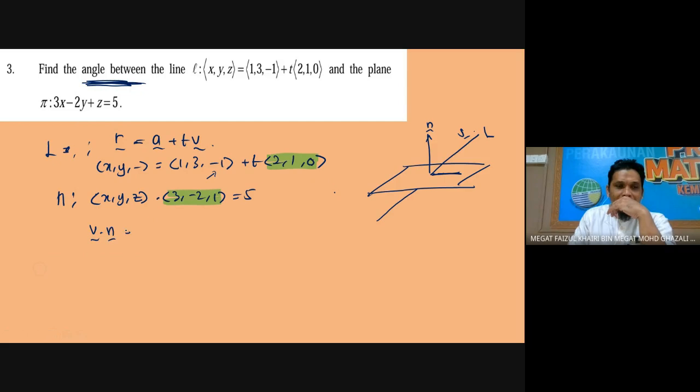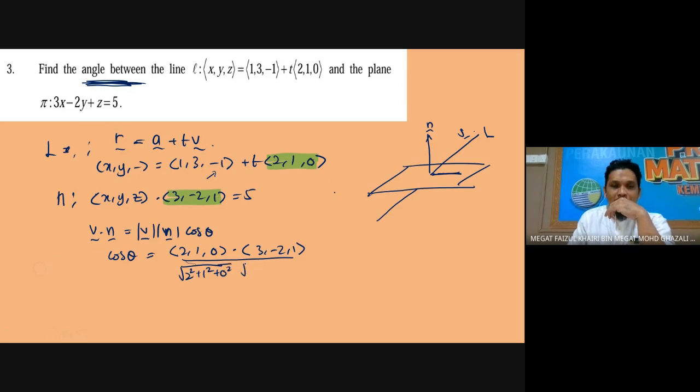So V dot N equals the modulus of V times the modulus of N times cos theta. So cos theta equals V dot N, that is (2, 1, 0) dotted with (3, -2, 1), divided by the square root of 2 squared plus 1 squared plus 0 squared, and this one here, 3 squared plus -2 squared plus 1 squared.